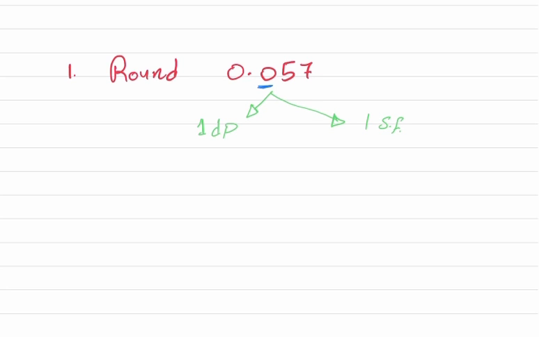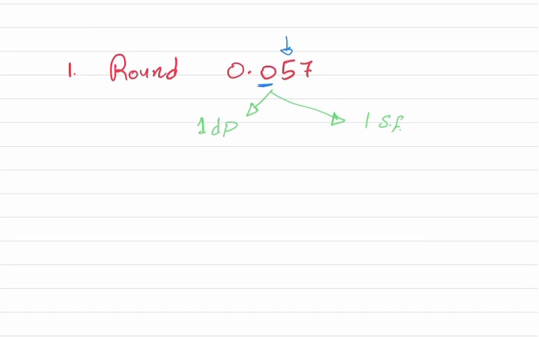Then I have to look at the number to its right, which in this case is 5. If the digit to the right of the digit I'm rounding to is 5 or more, then I can say that this is a strong number and it will push the 0 to be 1. So my answer here is going to be 0.1 if I'm rounding to 1 decimal place.